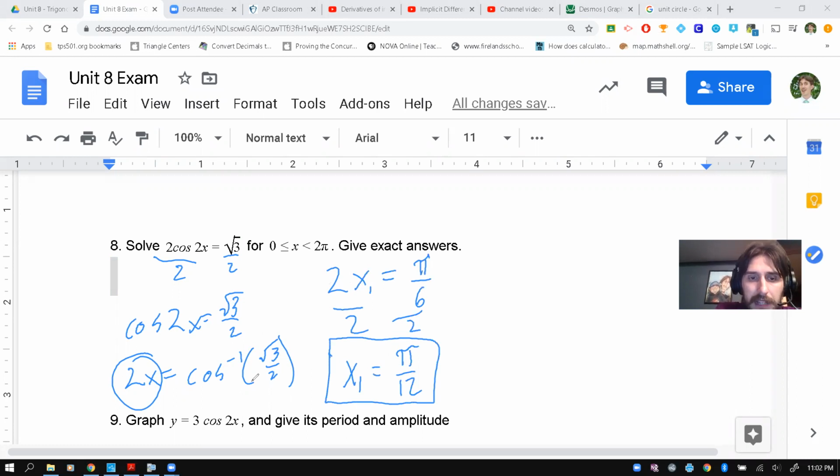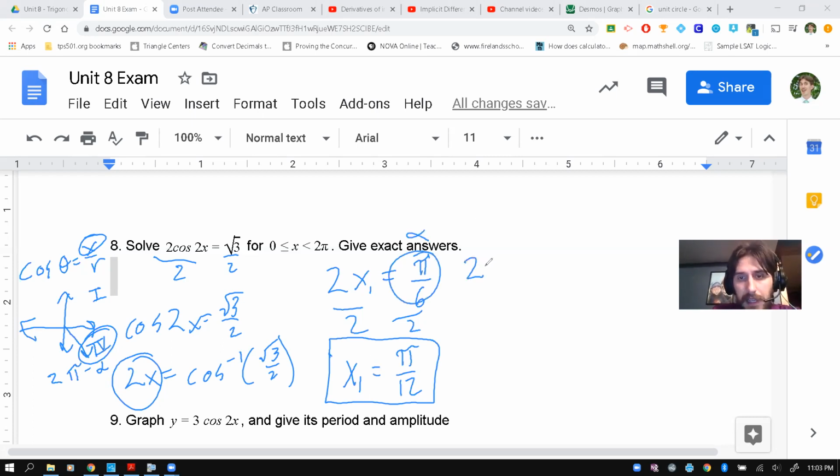I have to ask, in what other quadrant is cosine positive? Well, since cosine of an angle is x over r, it is positive when x is positive. X is positive when you are to the right of the y-axis, which is in quadrant 1 and quadrant 4. So I need to find my answer in quadrant 4. To find the answer in quadrant 4, it's going to be 2 pi minus my reference angle, and this is my reference angle.